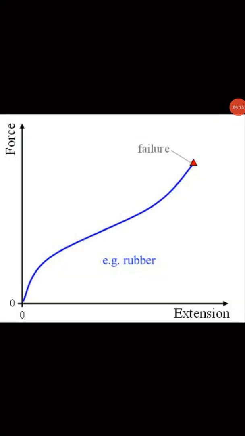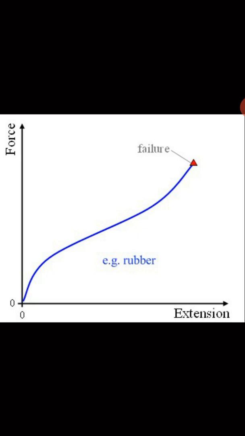What about a rubber band? Yes, as force is increased on the rubber band, the extension, that is the length of the rubber band, will also increase, but it will not increase in a straight manner. It will not behave like a spring. So if you try to plot a graph of force and extension for a rubber band, you will not get a straight line, but instead you will get a curve.